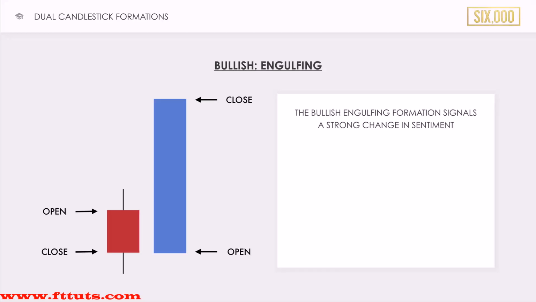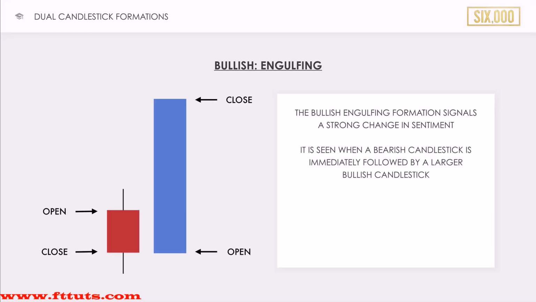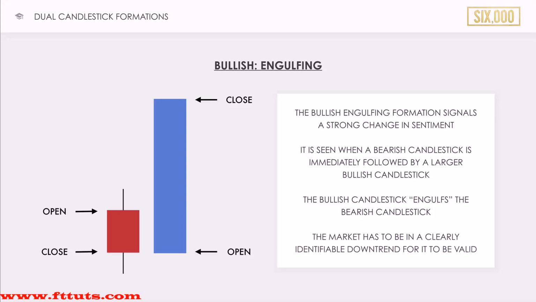So the bullish engulfing formation signals a strong change in trading sentiment. It is seen when a bearish candlestick is immediately followed by a larger bullish candlestick. And the bullish candlestick engulfs the smaller bearish candlestick, as you can see. So the bullish candlestick is typically 3 times the size of the smaller candlestick. And the market has to be in a clearly identifiable downtrend for it to be valid. So as I said, you're looking for this formation at the bottom of an extended downtrend.